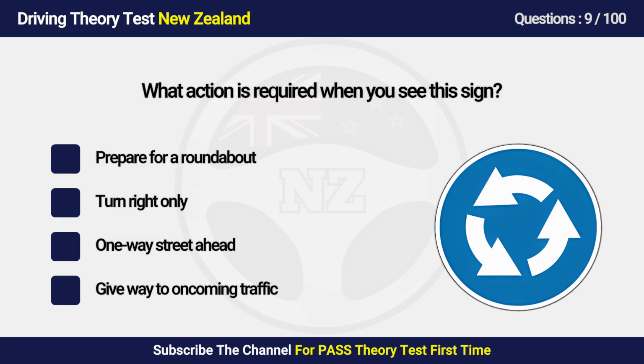Question 9. What action is required when you see this sign? A. Prepare for a roundabout. B. Turn right only. C. One-way street ahead. D. Give way to oncoming traffic.